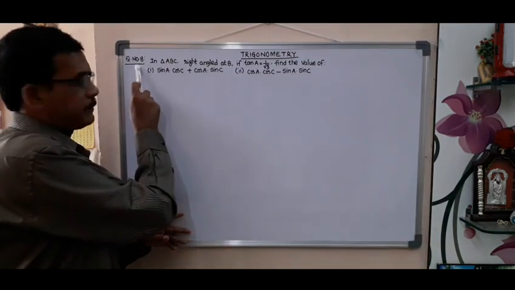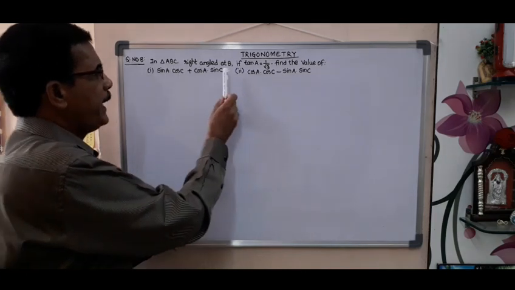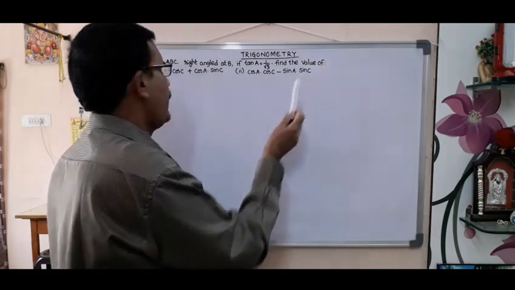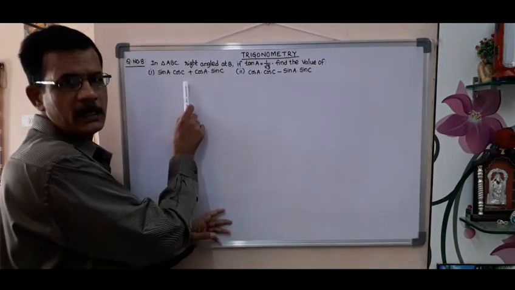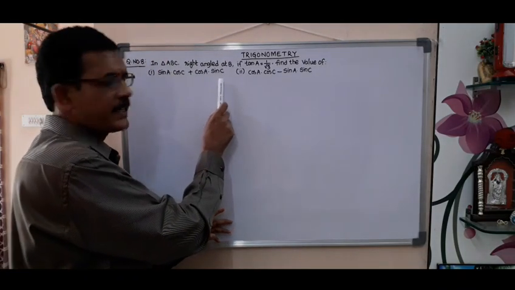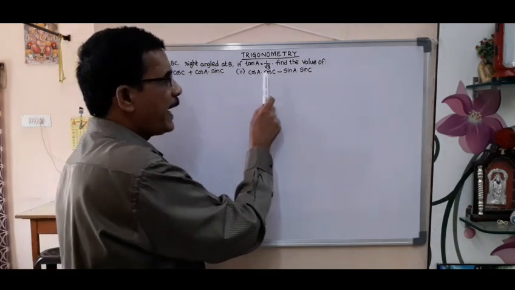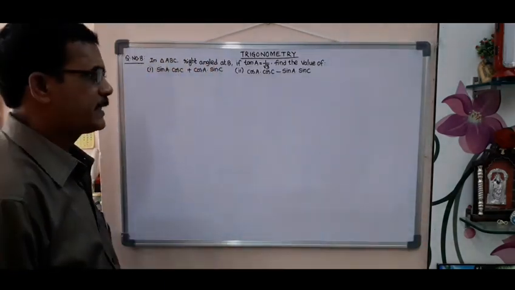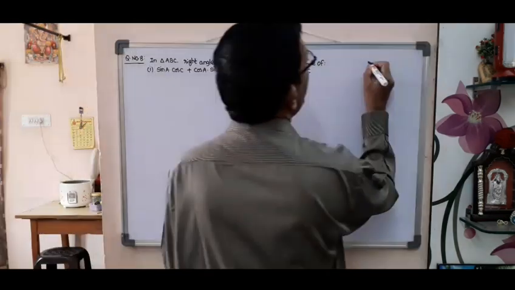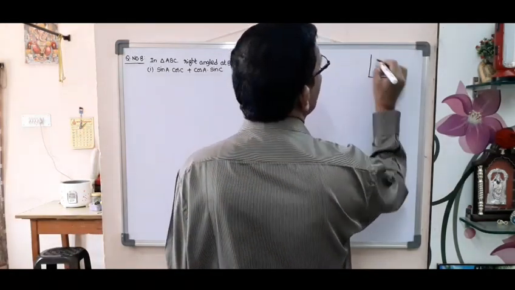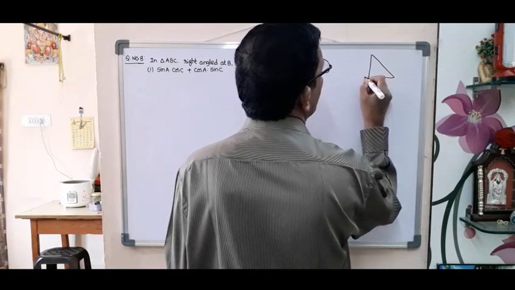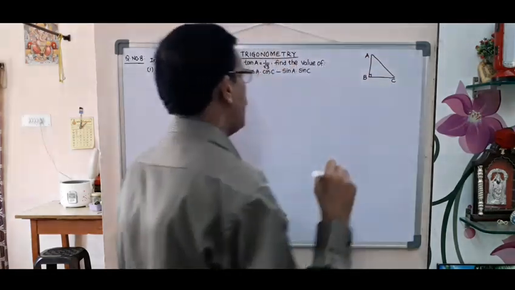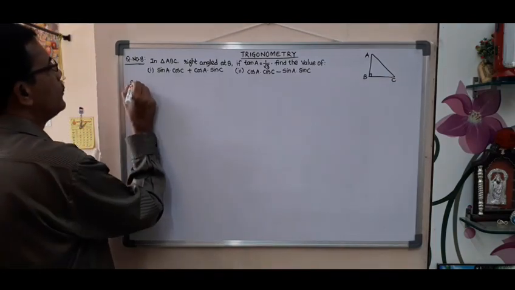Question number 8. In triangle ABC, right angle at B, if tan A is equal to 1 by root 3, find the value of sin A cos C plus cos A sin C, and cos A cos C minus sin A sin C. Let us draw one right angled triangle ABC. Angle B is 90 degrees. Now, solution.